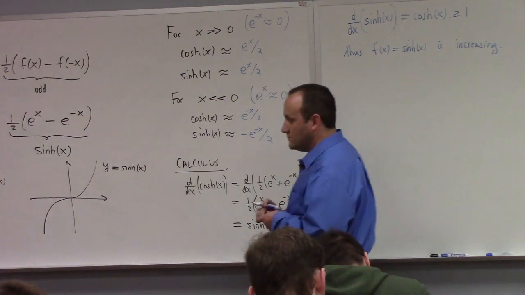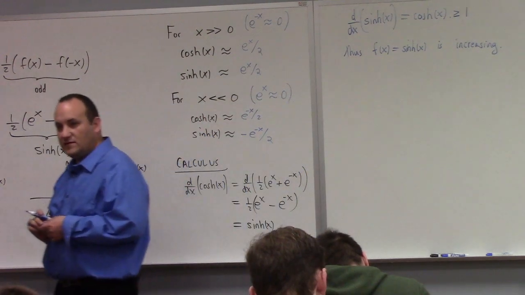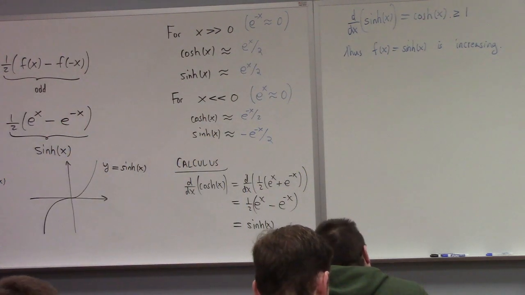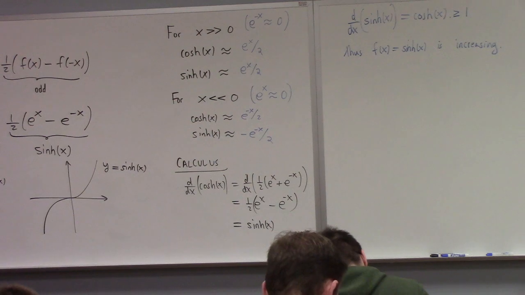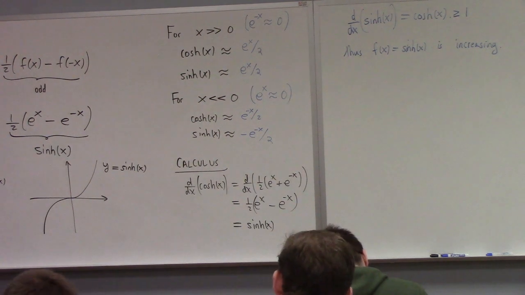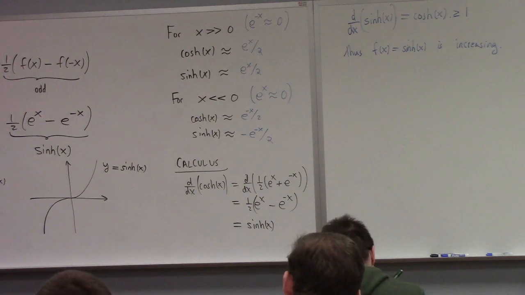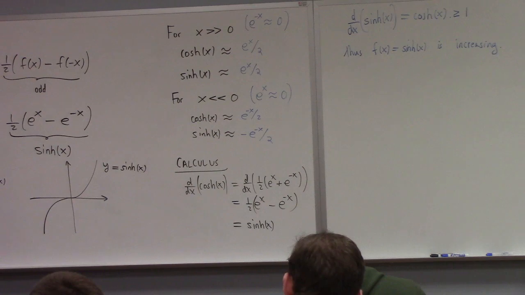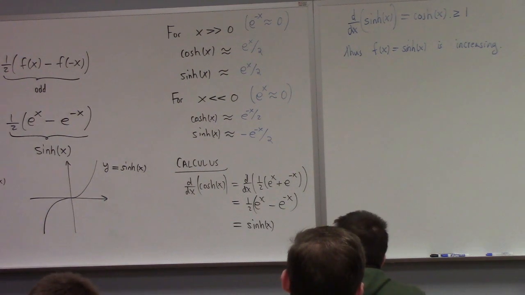right? How about cosh x? Is cosh x increasing or decreasing? You're like, I don't know. It depends on the context, right? Sometimes it's decreasing, sometimes it's increasing. It's increasing for positive x, and it's decreasing for negative x, right? All right. What else can we talk about?